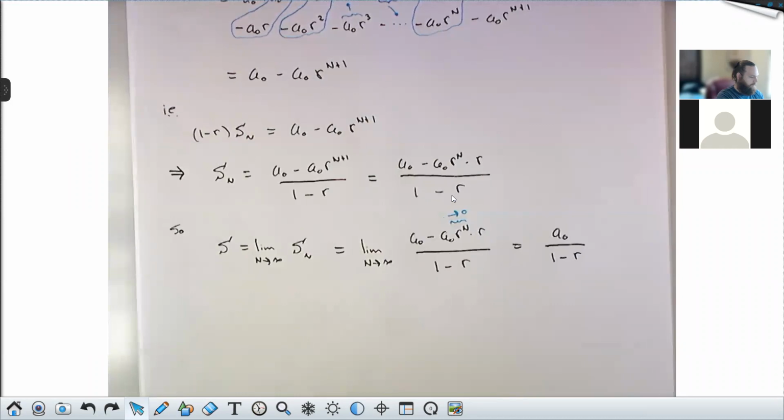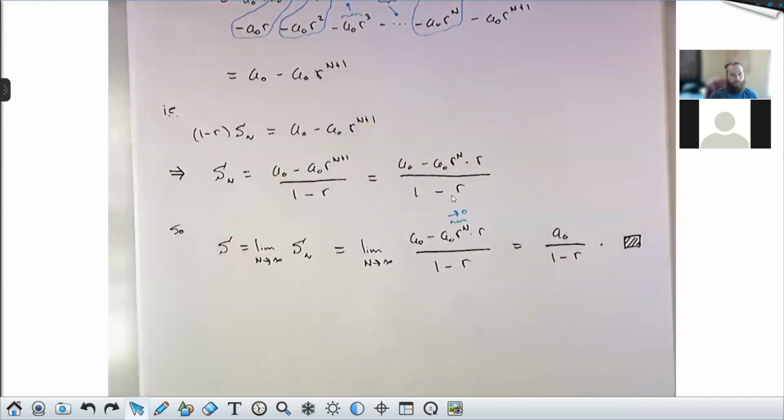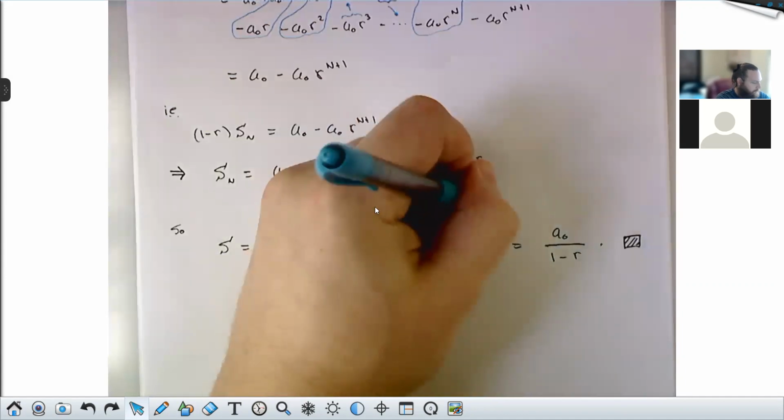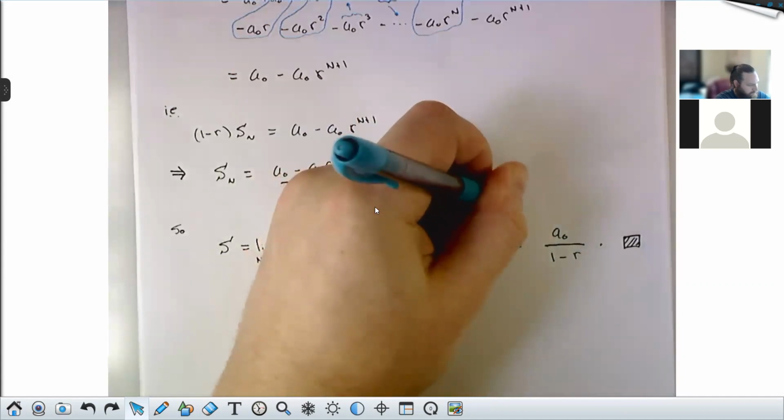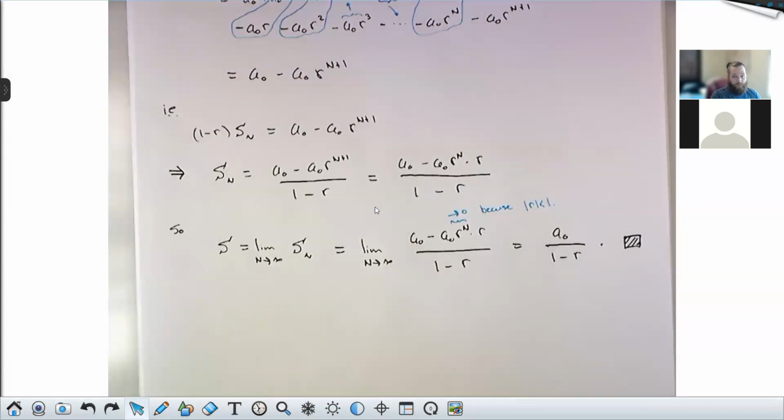And that, ladies and gentlemen, is the theorem. Period. Tombstone. The full infinite series S is going to come out to a0, the starting term, divided by 1 minus r, as long as the absolute value of r is less than 1. That's the reason this piece goes to 0. That's our theorem on geometric sequences from last week.